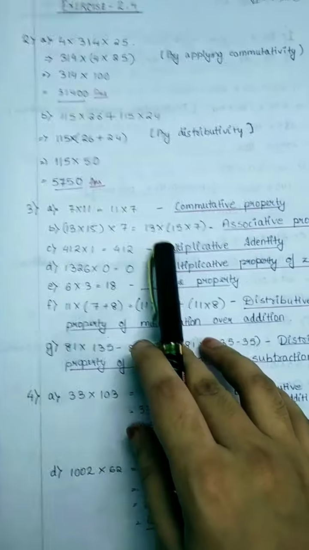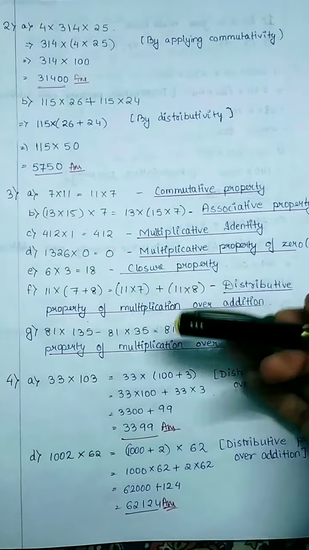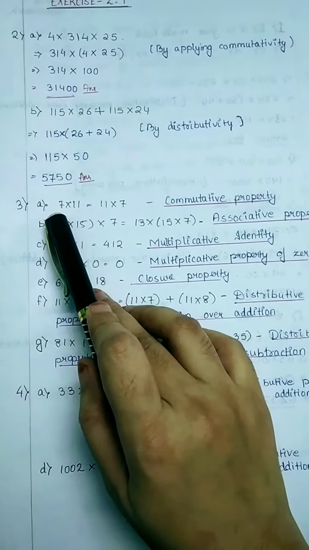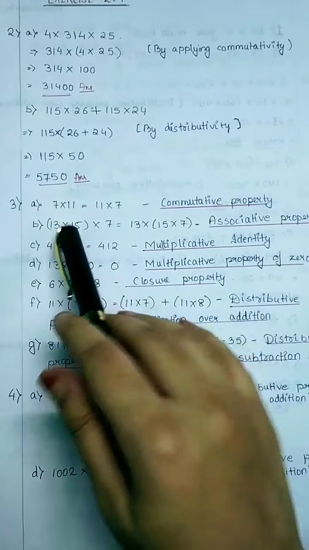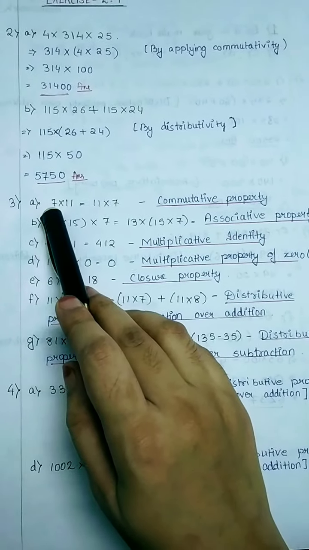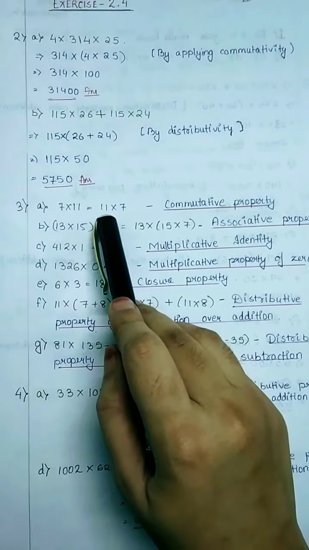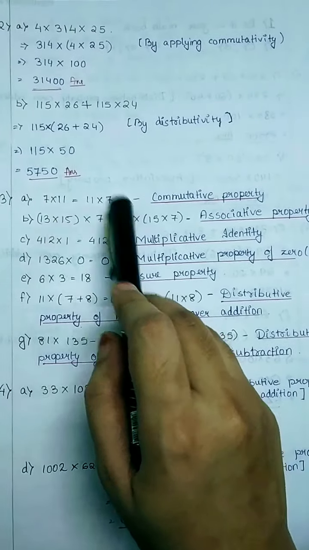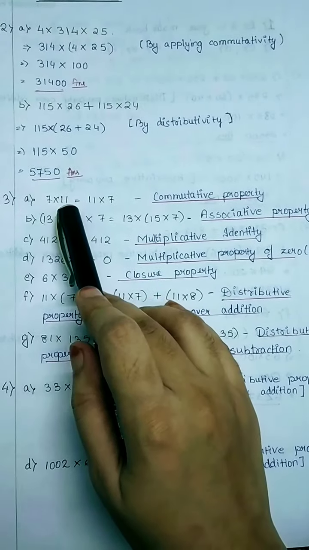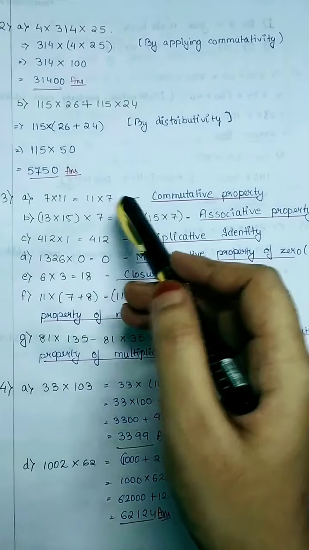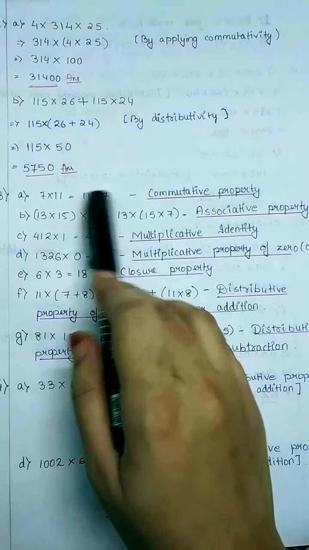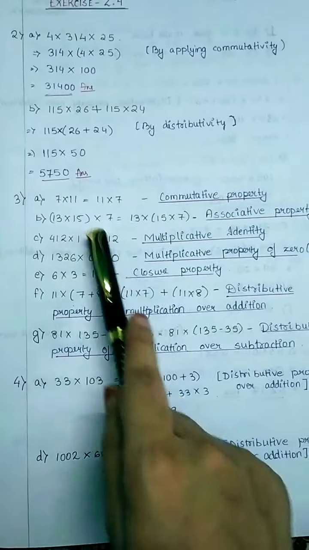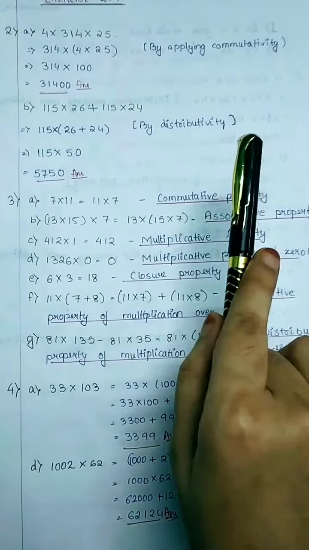Okay. Next is question number 3. In question number 3, you have to just write the name of the property used in the question. Now you'll understand better what the properties are. Here you can see A is multiplied to B and B is multiplied to A. It means 7 is multiplied to 11, then again 11 is multiplied to 7. 7 into 11 is 77, 11 into 7 is also 77. Both will give you the same answer. So this is known as commutative property. As I just taught you, we are changing the places, but we are not changing the numbers.